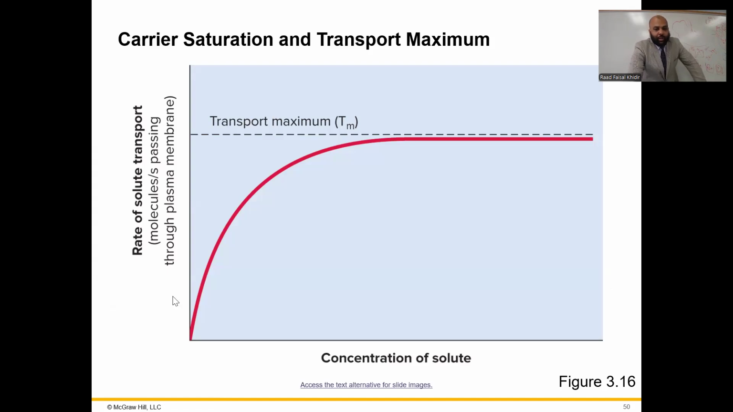So you see here the rate of the solute transport. The more solute you add, the more concentration of solute that you add, the faster the rate of the reaction is going to go, until you put a lot more than the transporters can handle, and that is achieved at the transport maximum.